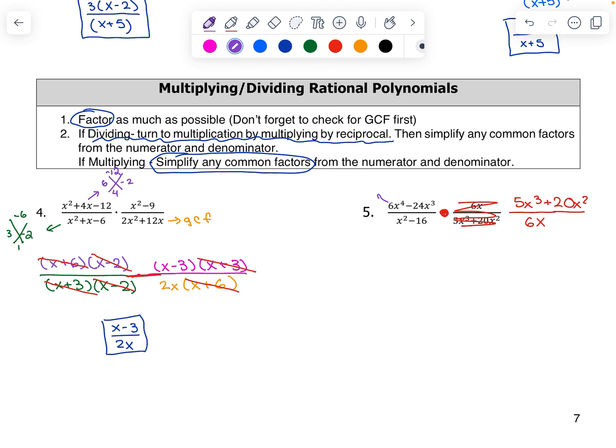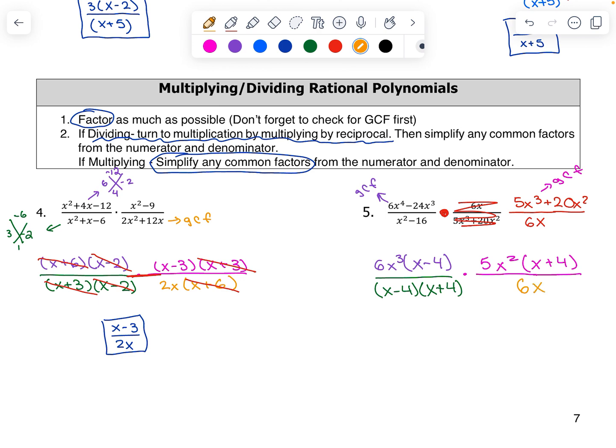All right, so this first one here is a GCF problem. It has a GCF of 6x cubed, which is going to leave me with x minus 4. My denominator down here is going to be a difference of squares, an x minus 4 times an x plus 4. Times, now if we take a look at the top right, that is also a GCF problem. This has a GCF of 5x squared. When I divide that out, it leaves me with an x plus 4. And then the 6x, I can't do anything with that. So it's just a 6x.